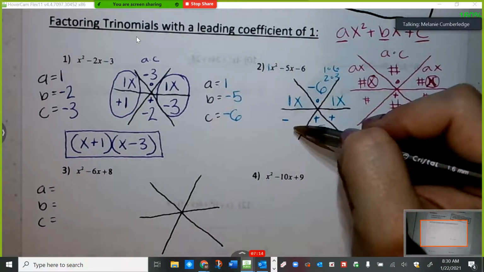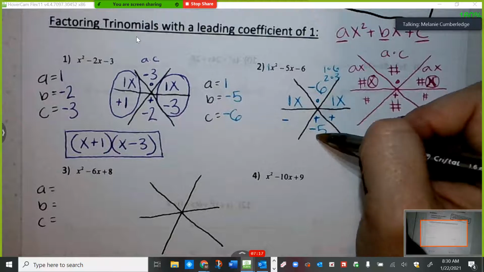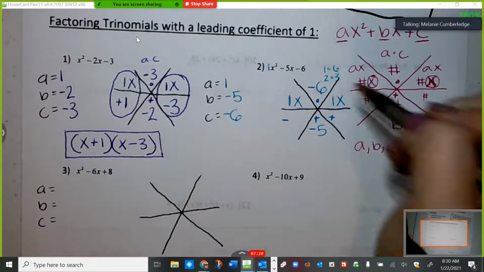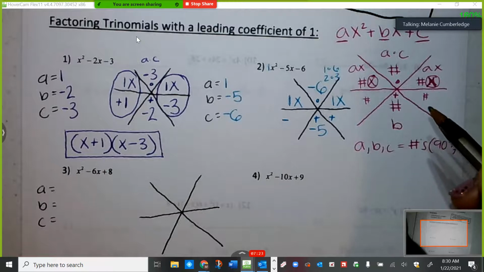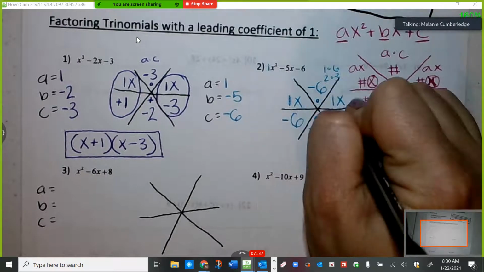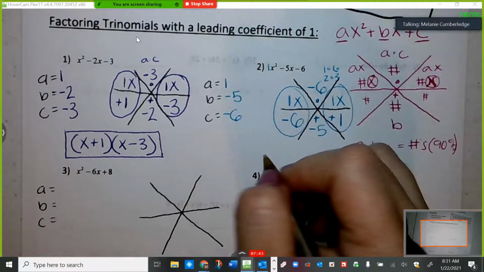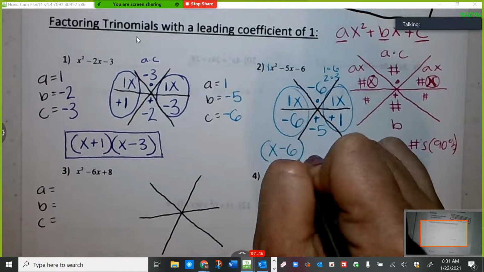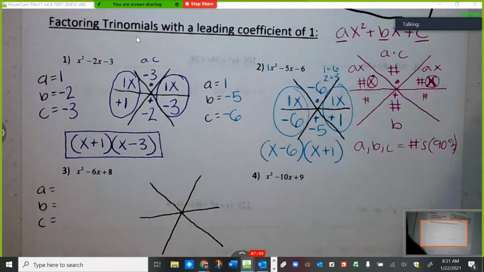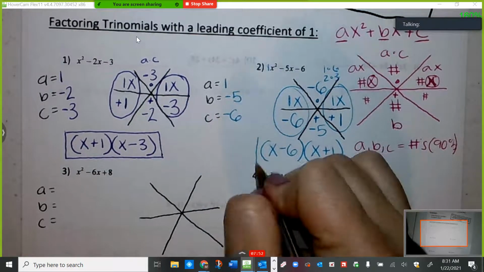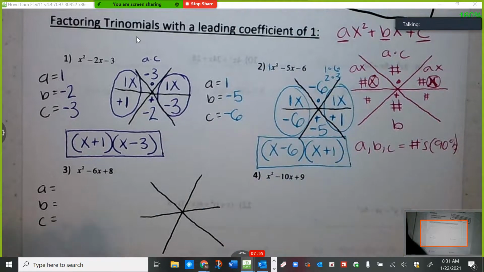So I want you to realize with 1 being negative and 1 being positive, we're going to subtract to find -5. Which one of these is going to subtract to give me -5? One and 6 or 2 and 3? And my 6 is going to be my negative, and my 1 is going to be positive because this is a -5, so my bigger number needs to be negative. There's my answers.